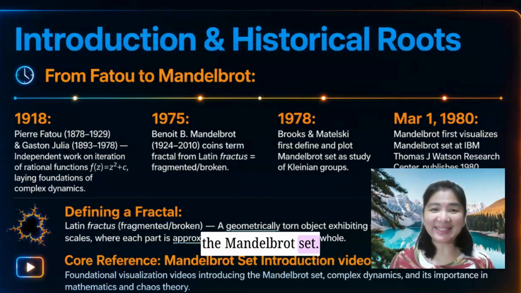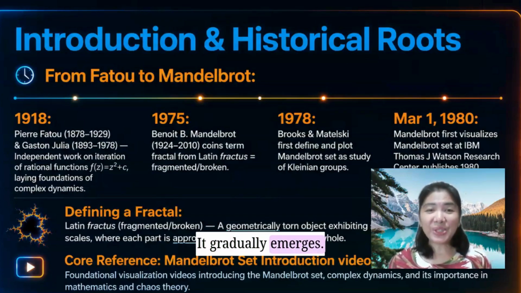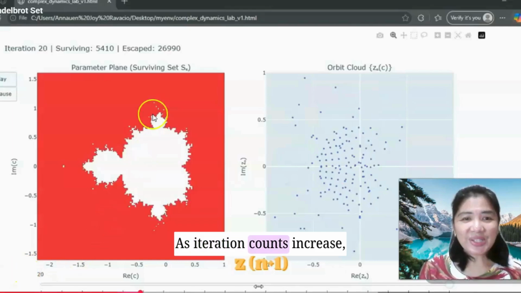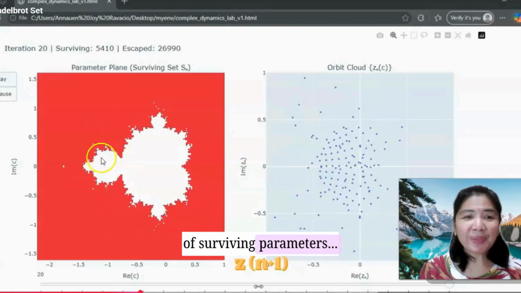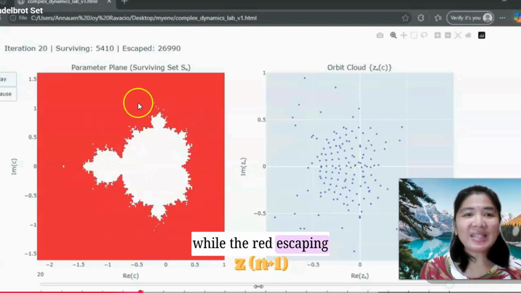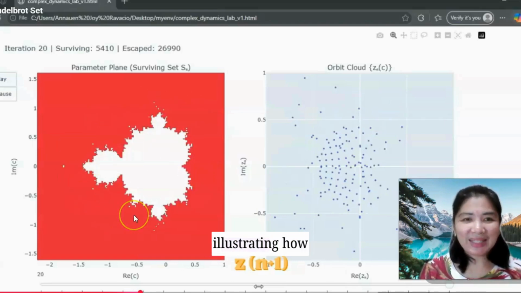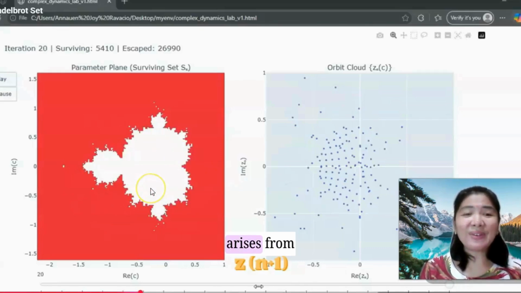Notice how the Mandelbrot set is not drawn directly. It gradually emerges. As iteration counts increase, the white region of surviving parameters refines, while the red escaping regions are eliminated, illustrating how extraordinary complexity arises from a simple rule.